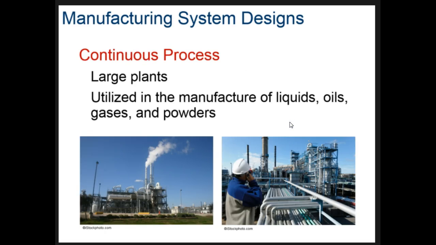Then we also have continuous process. This is very often liquids and powders and gases. They're very big plants like oil refineries, but also anything that makes chemicals. If you think about, say, soda, like making Coca-Cola, it's not individual products, but large quantities of liquids, oils, gases. And it's continuous process because it's continually making these. It's not making 1 gallon and then taking 1 gallon out, but it's just pumping them out of these pipes here.